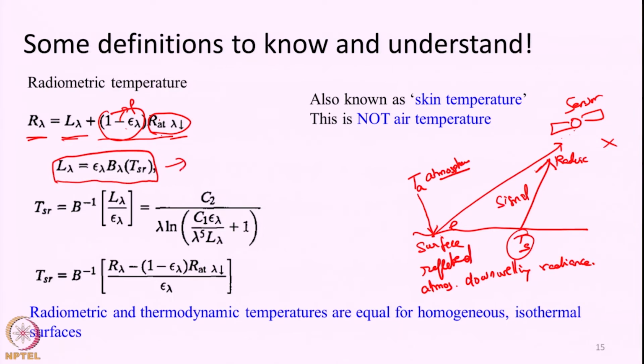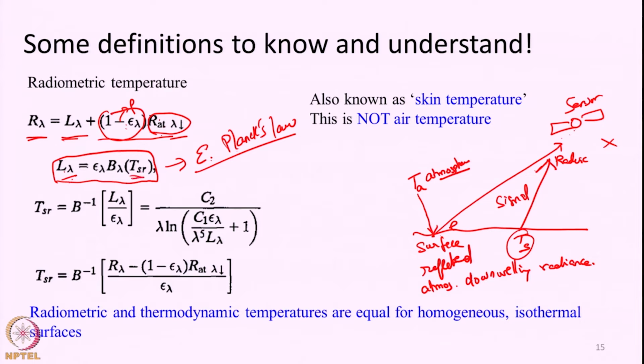So, the surface emitted component is equal to emissivity times the Planck's equation. The emissivity is to correct for how well an object can radiate. Okay. So, emissivity times Planck's law will give us the actual radiation emitted by the object at a given temperature Ts, and this rho times radiance of atmosphere will tell us the surface reflected downwelling radiance term. So, you just kind of neglect this.